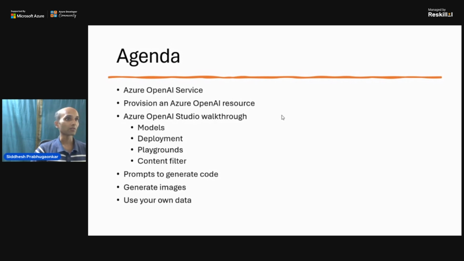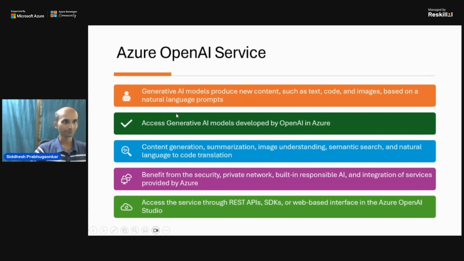We will also see how to filter the harmful content using a content filter. Along the way, we will look at a few prompts. We'll also see how to generate code, generate images using the DALL-E model, and finally, how we can use our own data using grounding content. So let's get started.